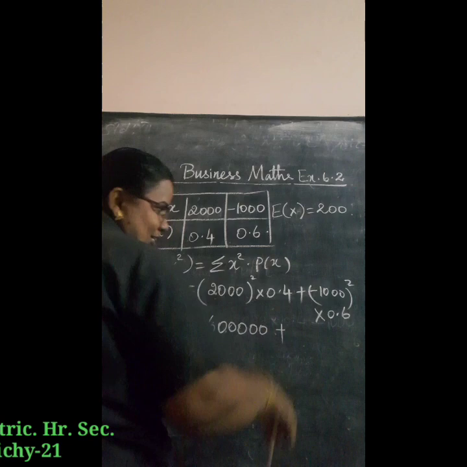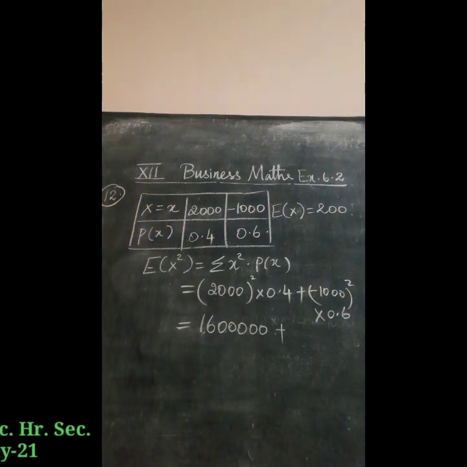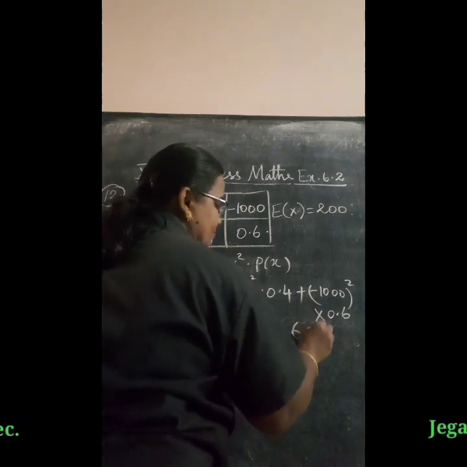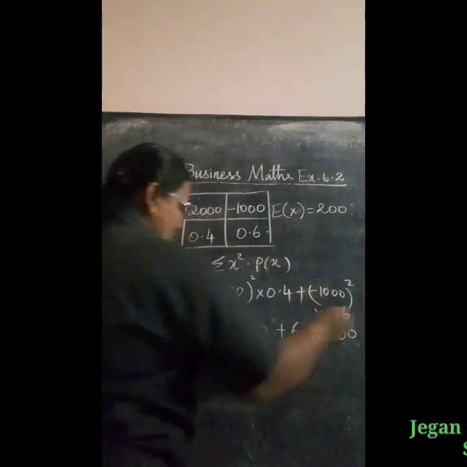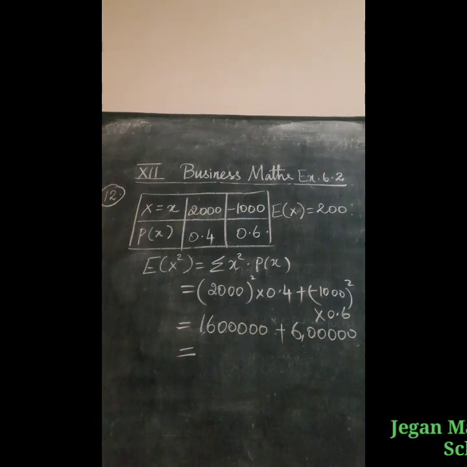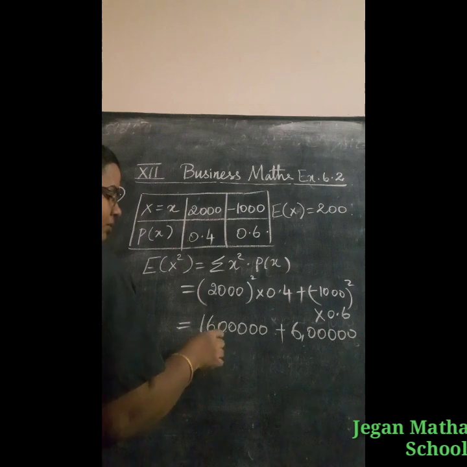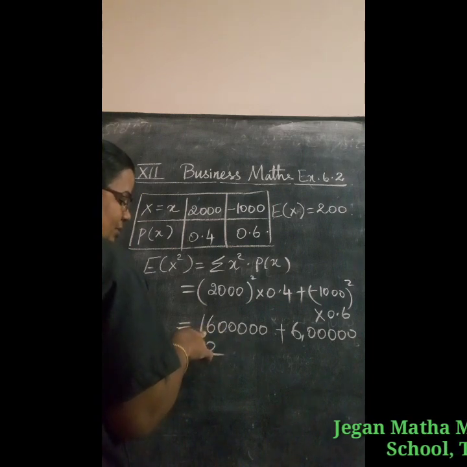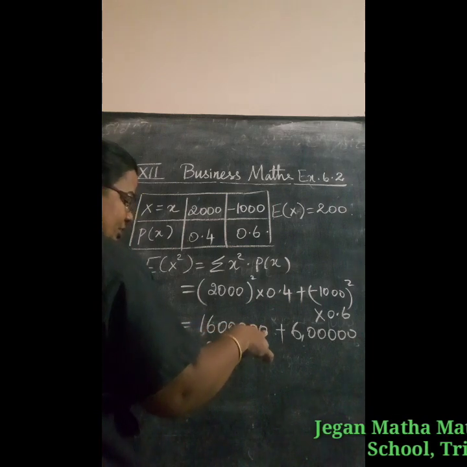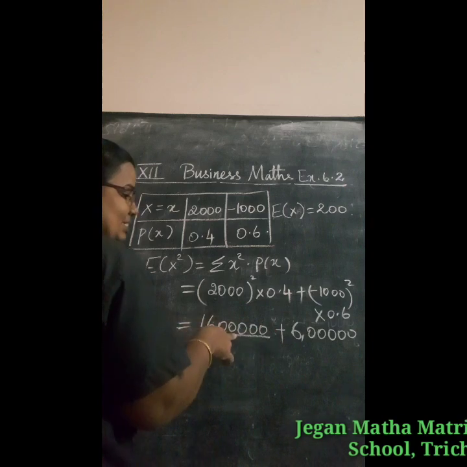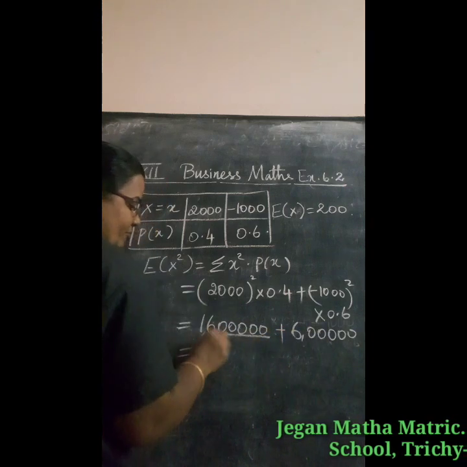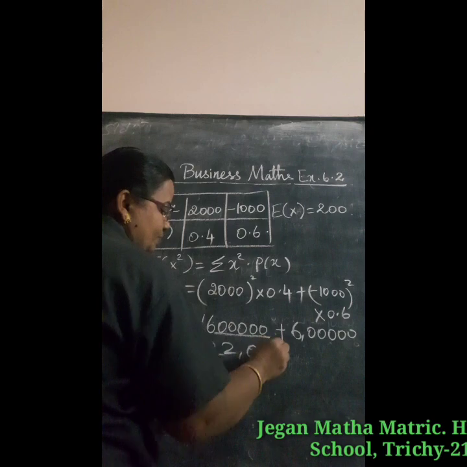So plus 1000 into 1000, minus of minus is plus, so we will get 6 lakhs. So here 6 lakhs. Now we have to add this. This is 16 lakhs, with 5 zeros we have to consider it as 16 lakh. Here 6 lakh. We will get 22 lakh.